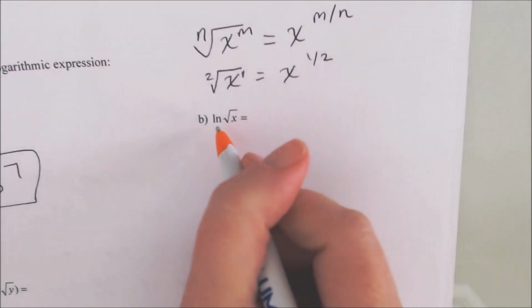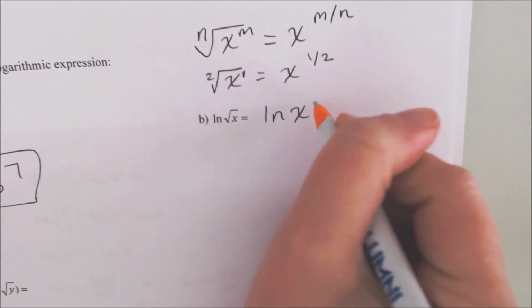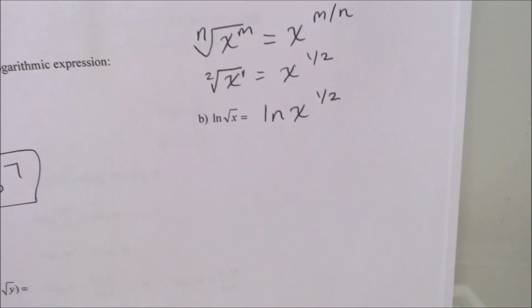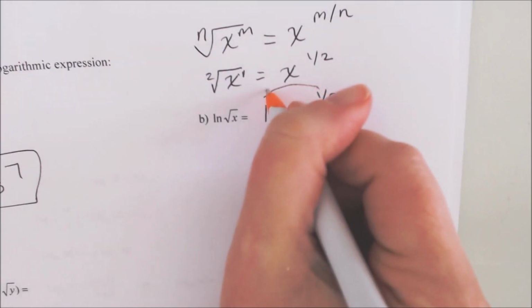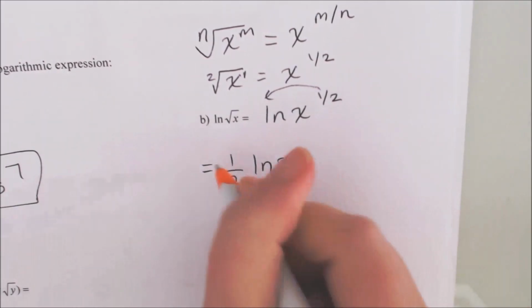Same thing here. So I have natural log of the square root of x. That can be rewritten as natural log of x to the 1/2 power. And then, since we have an exponent, we can apply that power rule and put the 1/2 in the front. So we have 1/2 times the natural log of x.